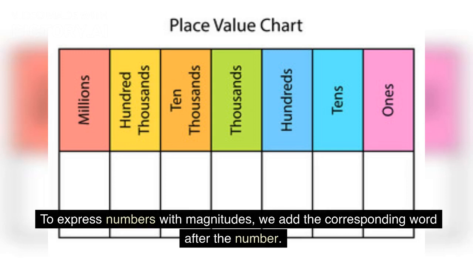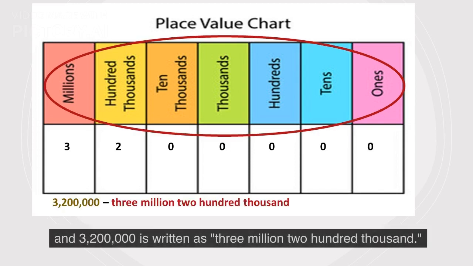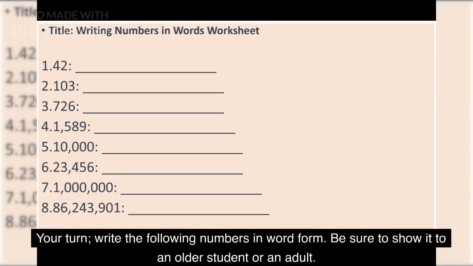To express numbers with magnitudes, we add the corresponding word after the number. For instance, 25,000 is written as 25,000, and 3,200,000 is written as 3,200,000. Your turn. Write the following numbers in word form. Be sure to show it to an older student or an adult.